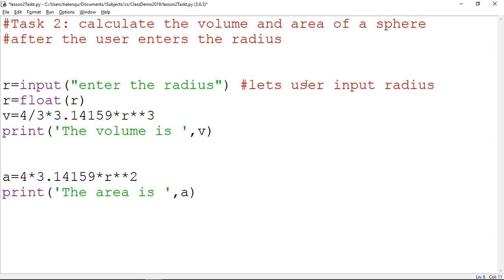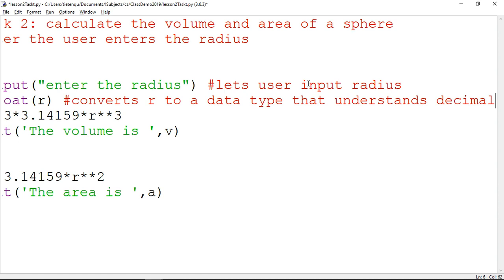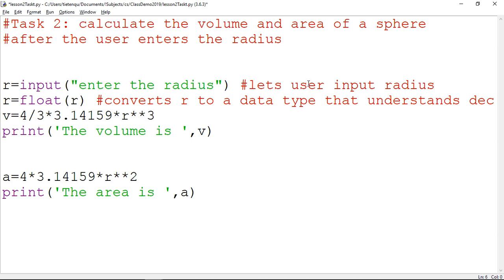Now what does this do? This converts R to a data type that understands decimals. You see, if I never did this, it wouldn't let me do math with it. Or if I converted it, if I put int to convert it to an integer, it would take away any decimals that the person had put in there.